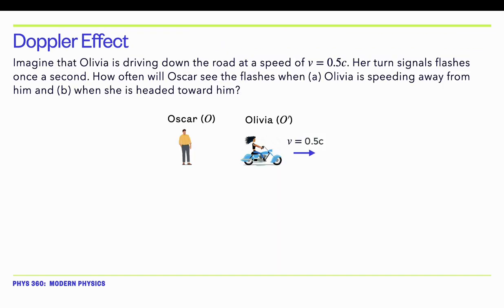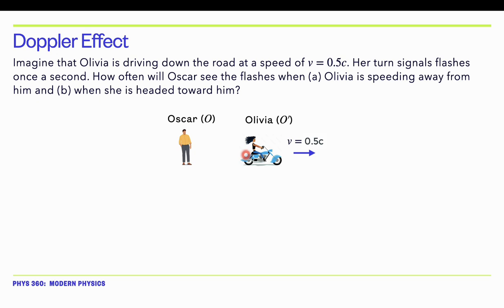This last example is a little bit longer. We're going to derive the Doppler effect equations from the Lorentz transformations. So we imagine that Oscar is standing here on the ground. Olivia goes flying past him at half the speed of light. So you can imagine that, say, Olivia's turn signal is on. So it's flashing once a second on the back of her motorcycle.